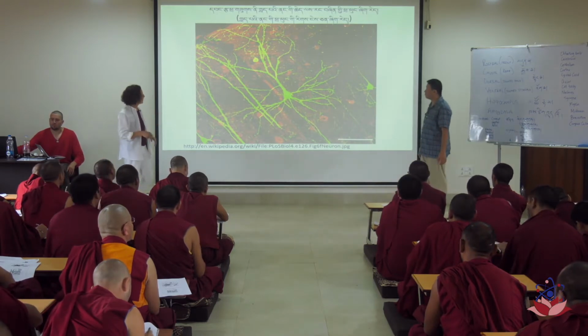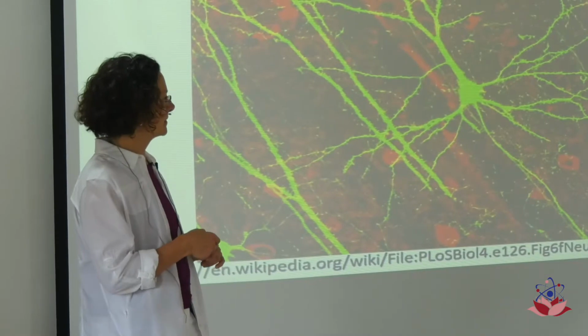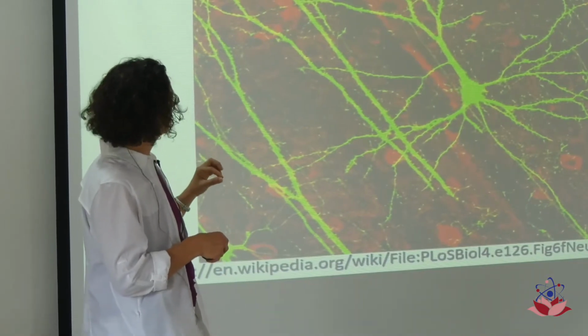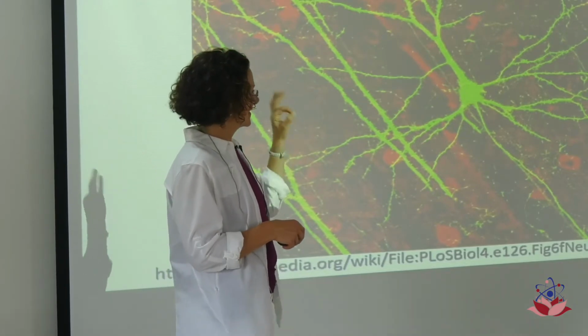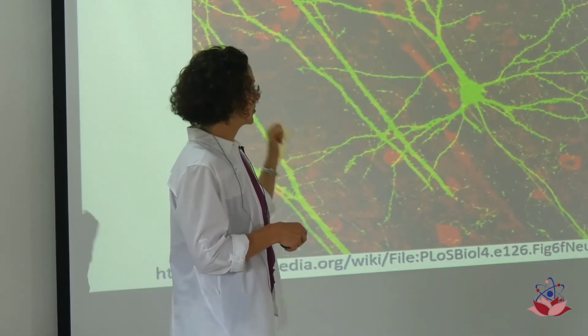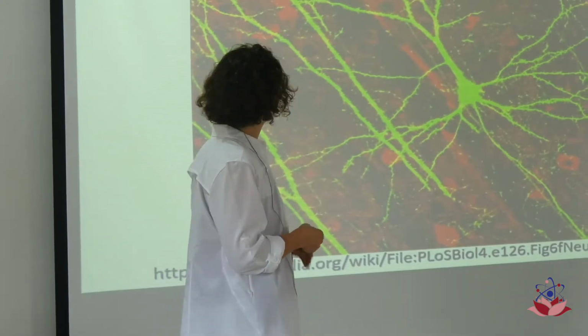And just so they know how this is made, this is a cell called a pyramidal cell that is filled with a dye. So you stick the cell with a needle, an electrode, and you put in a dye that fluoresces under the right kind of light.